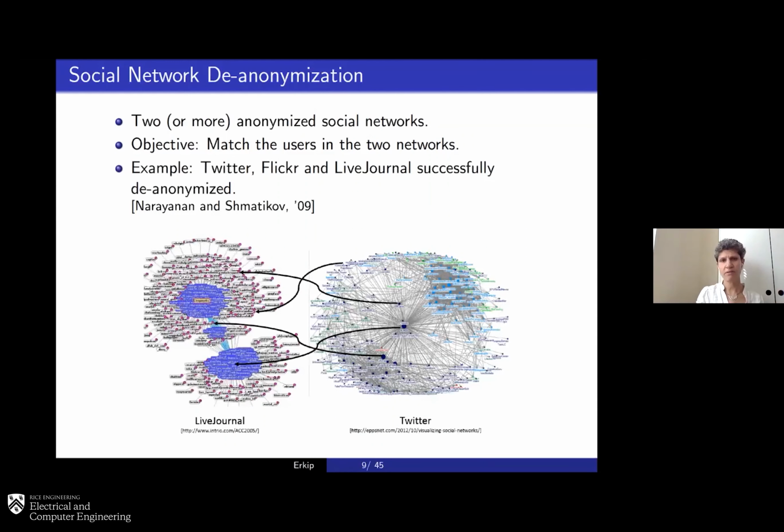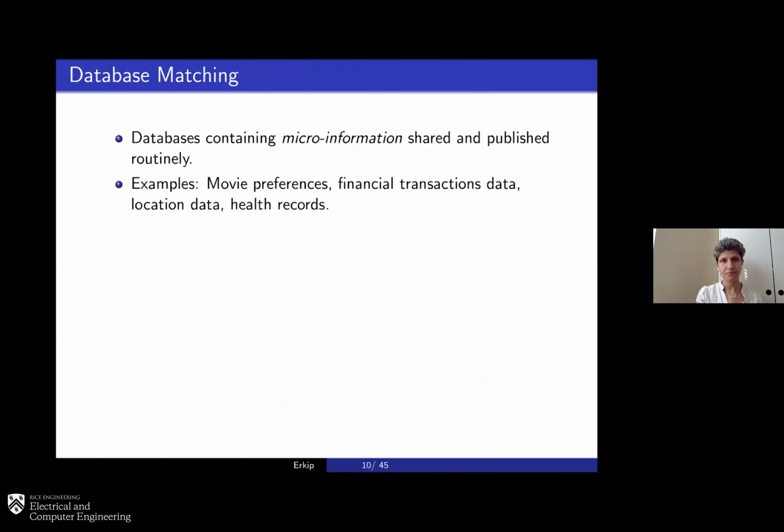It turns out, and this was done more than a decade ago, in a landmark paper by Narayanan and Shmatikov, who looked at various publicly available data from Twitter, Flickr, and LiveJournal. They were able to match the identities of users across these three social networks and de-anonymize the users, hence compromising privacy. So indeed, this can be done practically, and this was shown more than a decade ago.